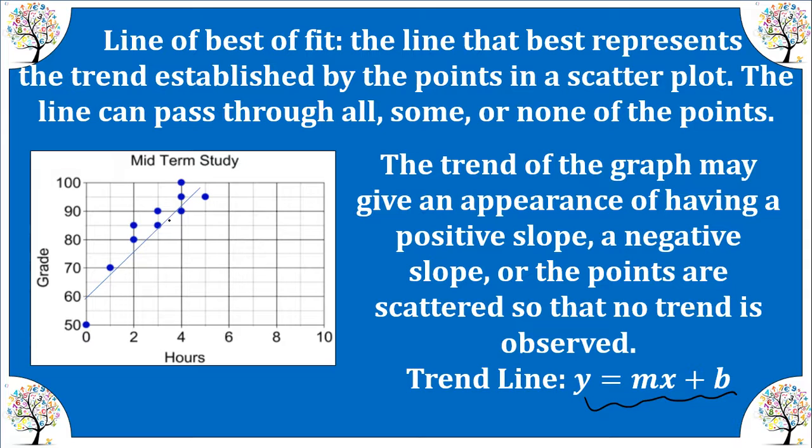It gives an appearance of either a positive correlation, a positive slope. It could have been a negative correlation where we had a negative slope going down from left to right, or maybe the points were scattered all about, that there was no trend at all, and therefore there was no relationship between hours and grade. We will always write our line of best fit in slope-intercept form, y equals mx plus b.